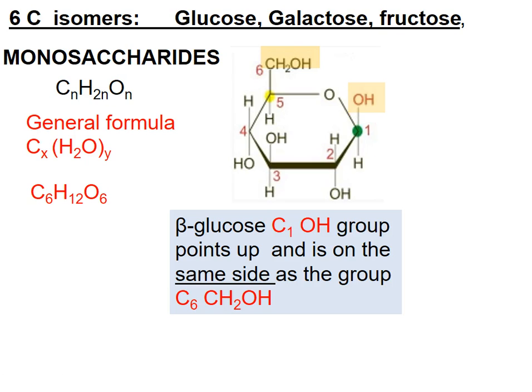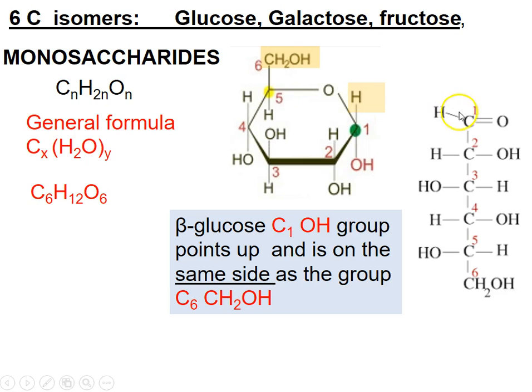So that's alpha, that's beta. Alpha, beta, alpha, beta. Okay. You can sometimes, occasionally, very rarely, show a glucose as a linear molecule. If you ever see this, all those OHs, just remember 6 carbons, it's a glucose. Another way of drawing glucose, a structural isomer.